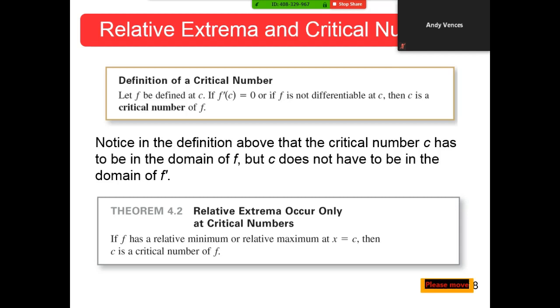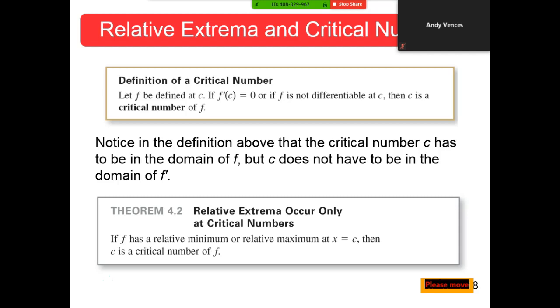Now, your relative extrema, relative maximum or relative minima, occur only at the critical numbers. You will not find a relative extrema at any other value. Remember your absolute extrema, they can be at the endpoints of your interval. Those are not critical numbers. Those are the endpoints of your interval. But the relative extrema, those are ones within the interval. Those will only occur at critical numbers.